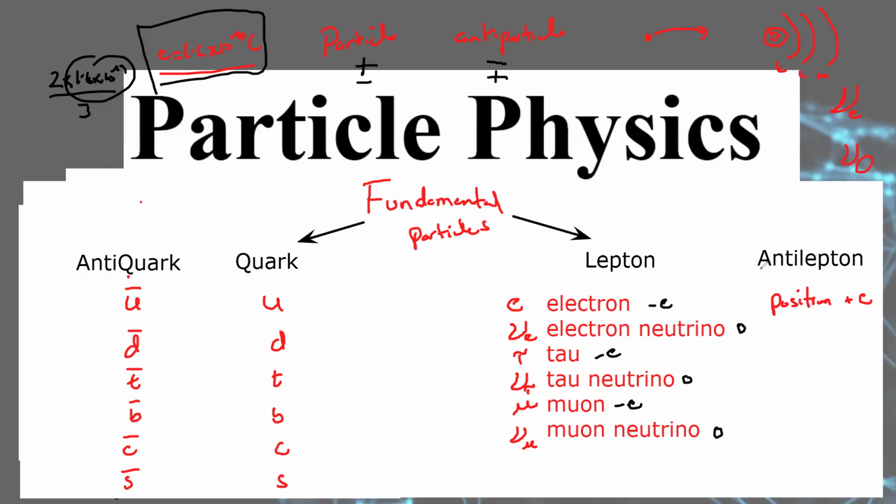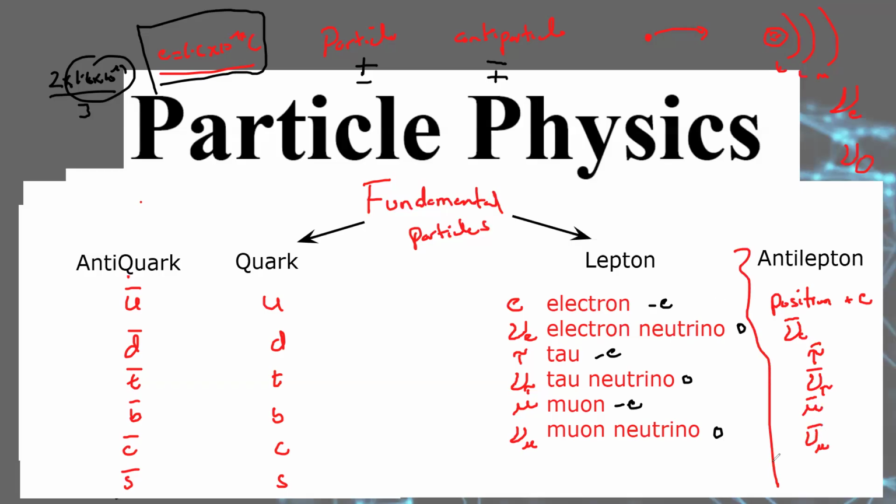For the second one, anti-electron neutrino will be the antiparticle, or you can also say positron neutrino. For electron only. Tau, anti-tau. Tau neutrino, anti-tau neutrino. Muon, anti-muon neutrino. For the antiparticle symbols, we just put a bar. Anti-electron neutrino, tau neutrino, anti-tau neutrino, then anti-muon and anti-muon neutrino.